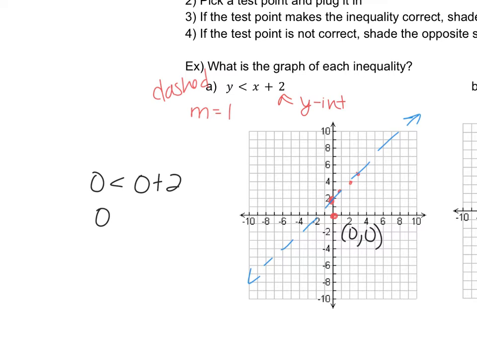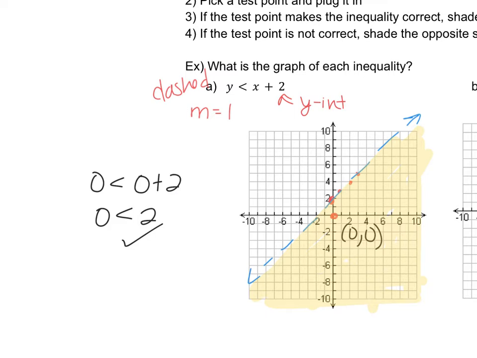Clean it up a little bit. Is 0 less than 2? Yes, it is. Since that point is true and it works in this inequality, then I'm going to shade this whole half plane right here as best I can. I'm not going to take all day, just a little bit. Okay, so that's how you do it.